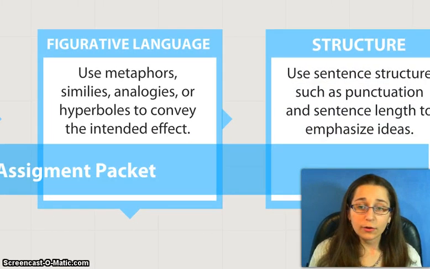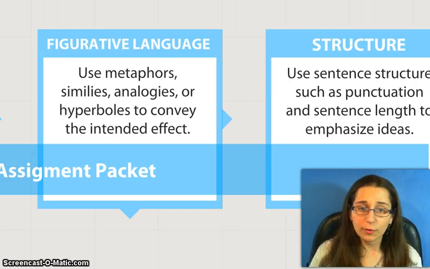You can take your language structure a step further with figurative language, so considering metaphors, similes, analogies, hyperboles. They all have different purposes in their overall structures. You can find some additional information about these different types of figurative language in your observation assignment packet. In fact, all of these are going to be available in your observation assignment packet.